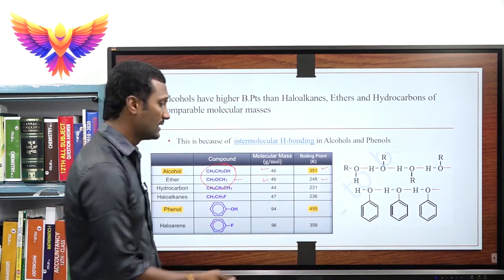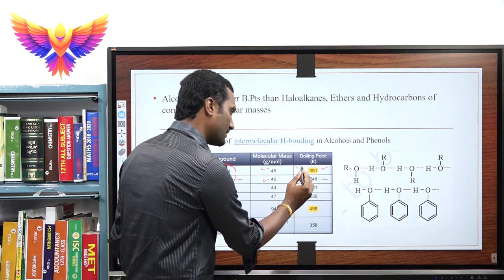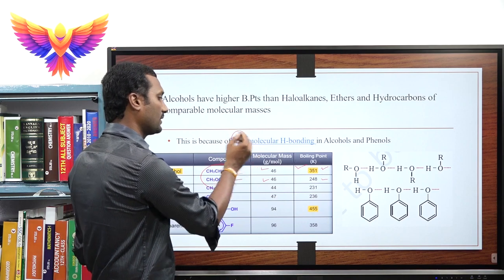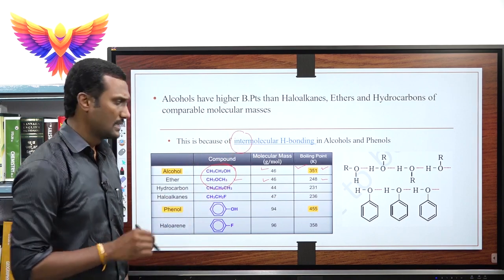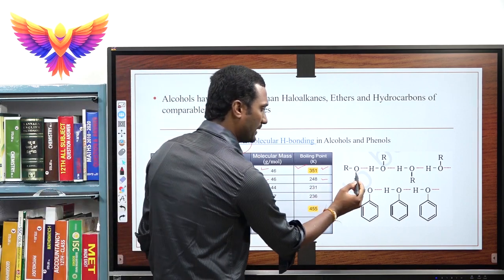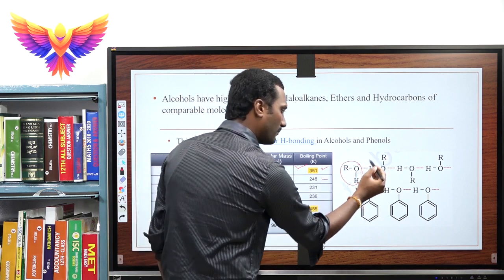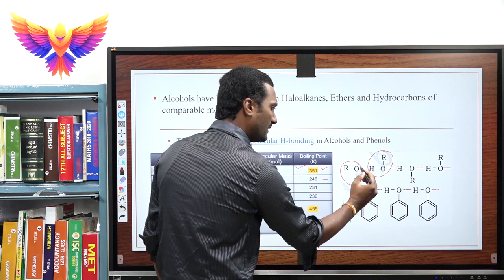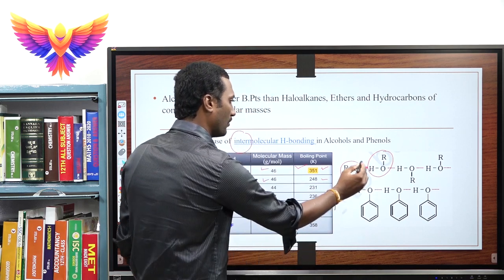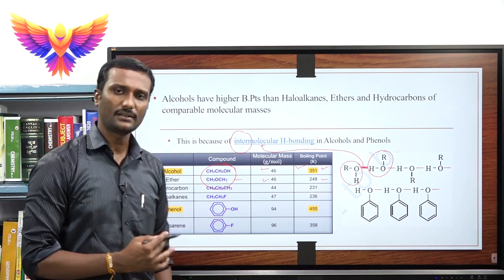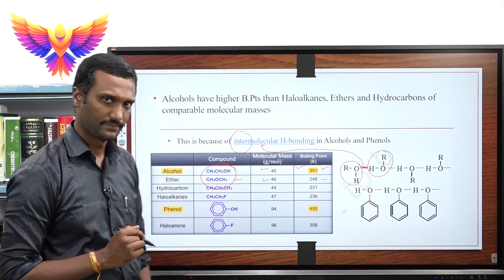Why? Because of the formation of hydrogen bonds. What type of hydrogen bond? Intermolecular hydrogen bond. So in alcohol, you can observe here, this is an alcohol group, this is another molecule of alcohol. So between these two alcohol molecules there is a formation of hydrogen bonding. What type? Intermolecular hydrogen bonding.